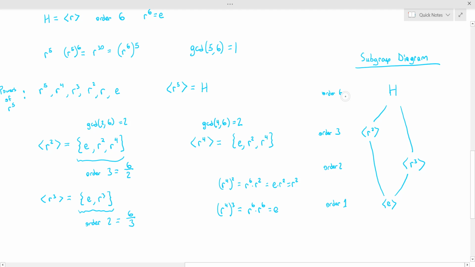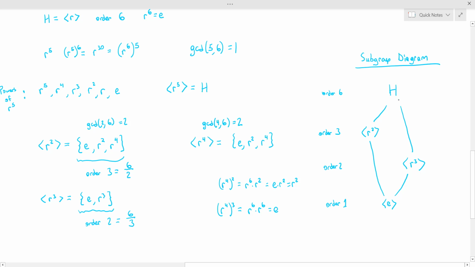So roughly the way you want to do it is you want to order your subgroups from largest to smallest. So the bigger ones are going to be further up in the diagram. The smaller ones will be further down on the diagram. And you draw lines connecting two subgroups if one is a subgroup of the other. So like here, E was a subgroup of both this group and this group. Each of these guys were subgroups of H.